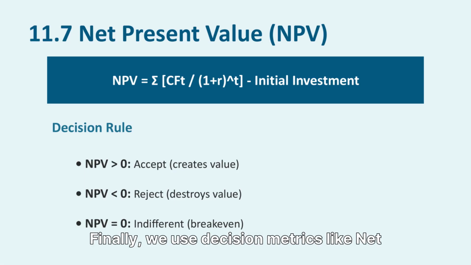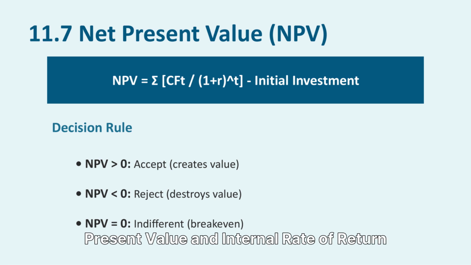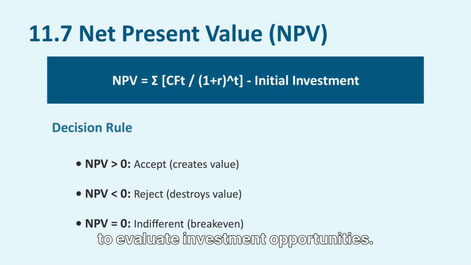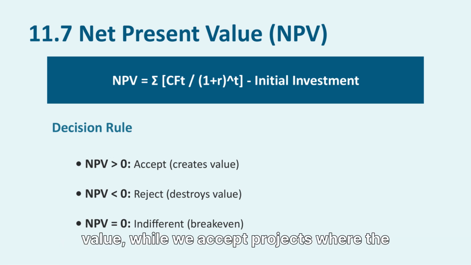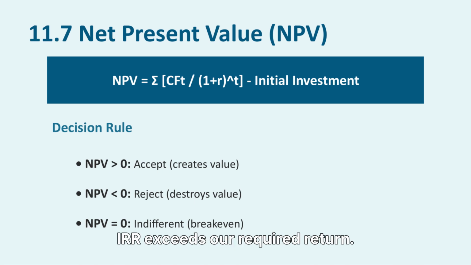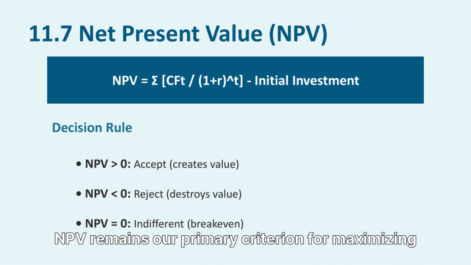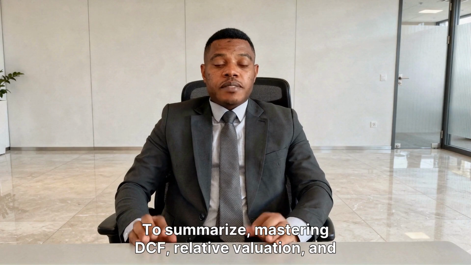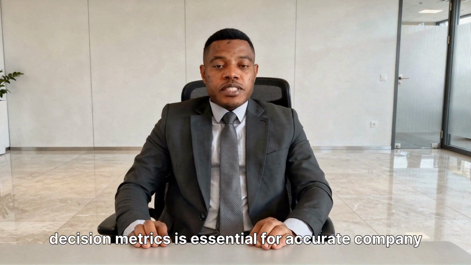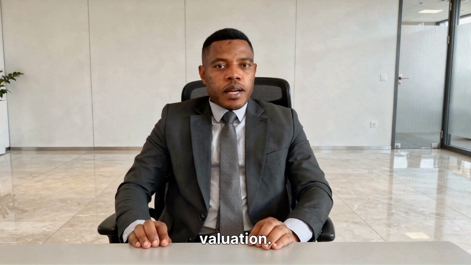Finally, we use decision metrics like net present value and internal rate of return to evaluate investment opportunities. A positive NPV suggests an investment creates value, while we accept projects where the IRR exceeds our required return. NPV remains our primary criterion for maximizing value. To summarize, mastering DCF, relative valuation, and decision metrics is essential for accurate company valuation.